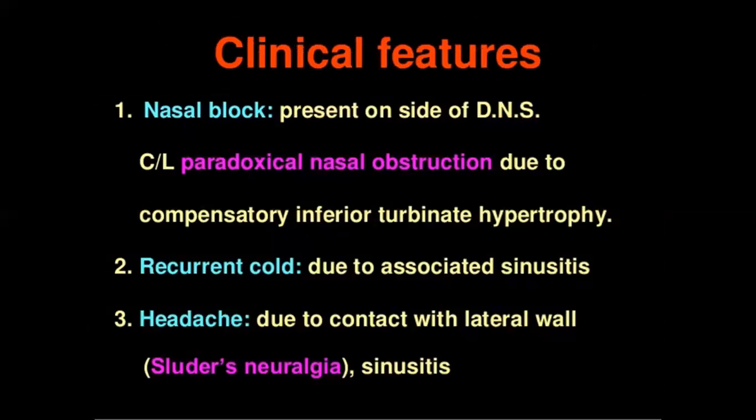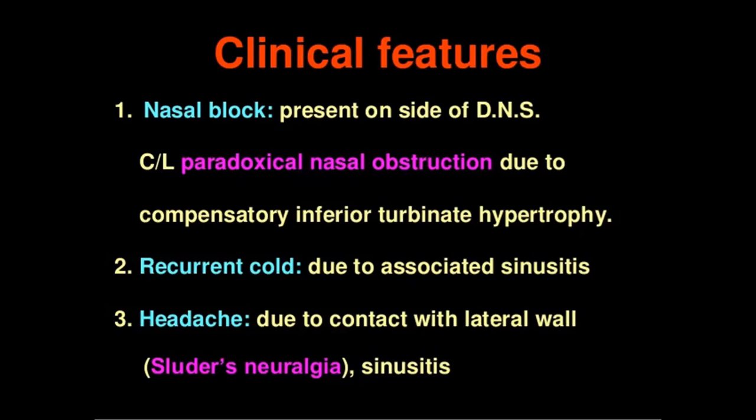Now, what are the clinical features? The patient is coming with DNS. What are the clinical features? First is nasal block. Blockage of the nose will be there. Then paradoxical nasal obstruction. On this side nasal septum deviation is there. This side is blocked, but the other side is also blocked, paradoxical, on the opposite side because of hypertrophy. Hypertrophy of the concha or turbinate on the opposite side will cause the obstruction. So obstruction on both sides can be there.